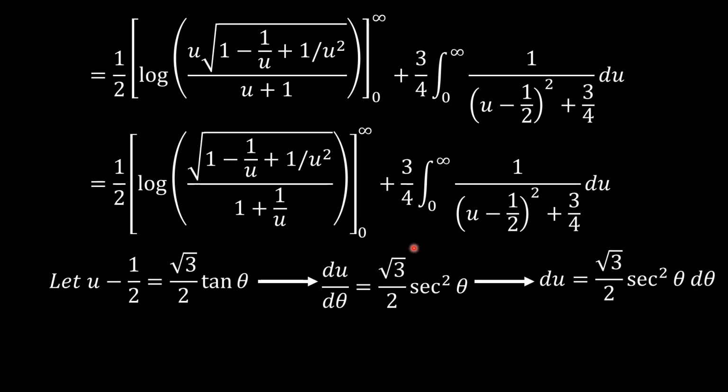The limits are interesting, because when u tends to infinity, this entire expression tends to infinity, and tan theta tends to infinity, so theta tends to pi over 2. And then when u tends to 0, 0 minus half, this is negative a half. Negative a half divided by root 3 over 2 becomes negative 1 over root 3, and so tan theta tends to negative 1 over root 3, and so theta would tend to negative pi over 6.